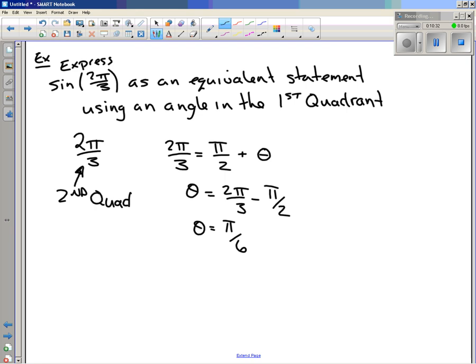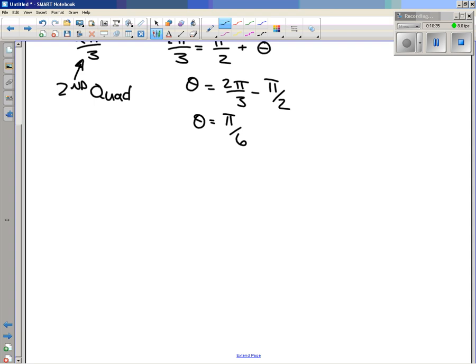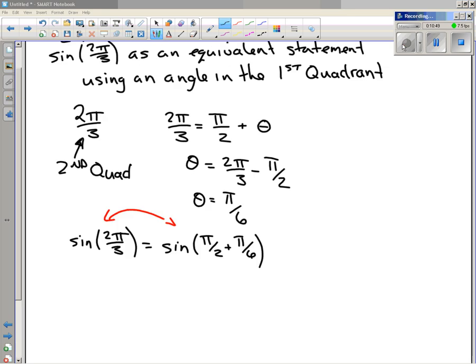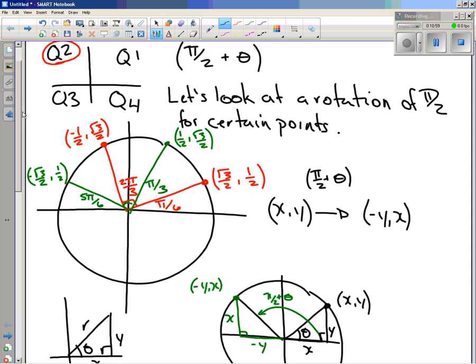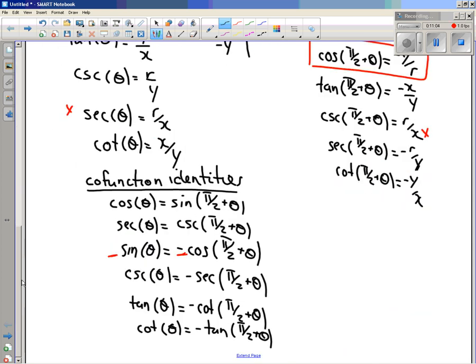We can use that to write that sine of 2 pi over 3 is the same as sine of pi by 2 plus pi by 6. After we've split up our angle into pi by 2 plus something, we go back to our chart and find one that matches. And we look at this one and say, this is going to match: sine of pi by 2 plus theta equals cosine theta. So that's the one we're going to use.